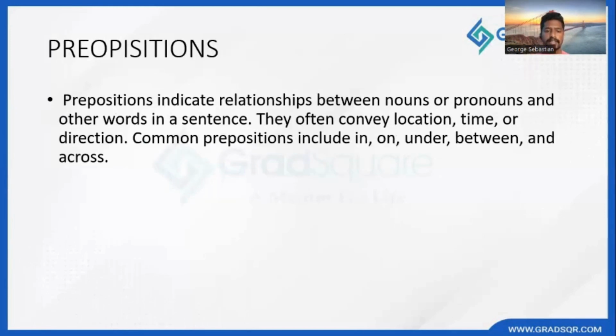So the next category we have here is the category of prepositions. So basically, we use prepositions to talk about the relationship between a noun or pronoun and other words in a given sentence. So basically, what prepositions do in a sentence is that they often convey location, time, or direction. And some of the common examples of prepositions are in, on, under, between, and across.